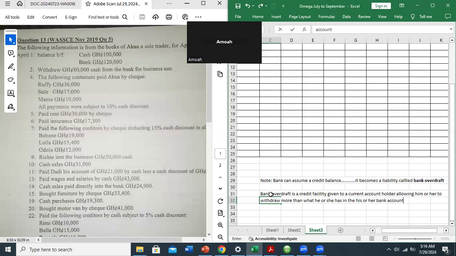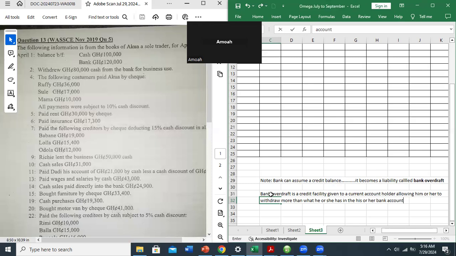On daily basis, monies are being deposited or credited to this account. So the bank is very much confident that the account holder can pay if they should give him or her a form of a loan. So it's a form of a loan, if I should put it, a form of a loan. A bank overdraft is a form of a short-term loan.